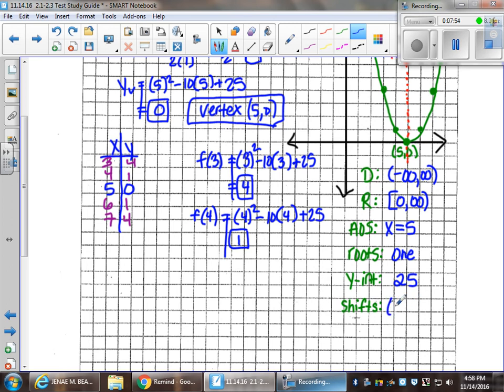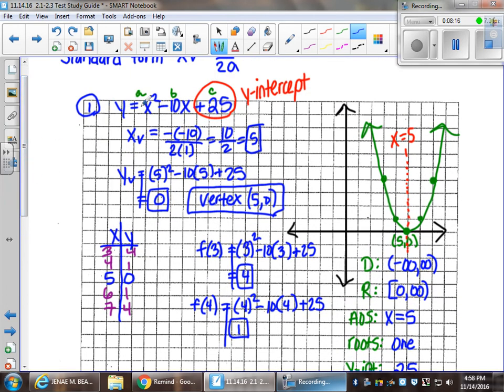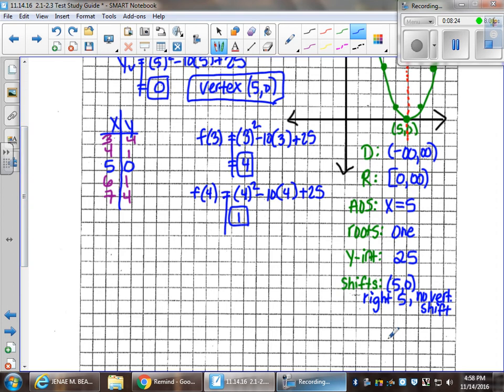And then shifts, when I look at the vertex 5, 0, that means that it was shifted right 5, and then no vertical shift. I check a equals 1, so it's normal. It's not any wider or any narrower than normal. So if you want to mention a equals 1 normal, you can, but I would be fine with right 5 and then no vertical shift. Awesome. We're done with number 1.